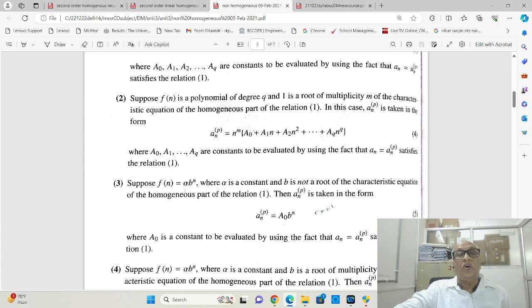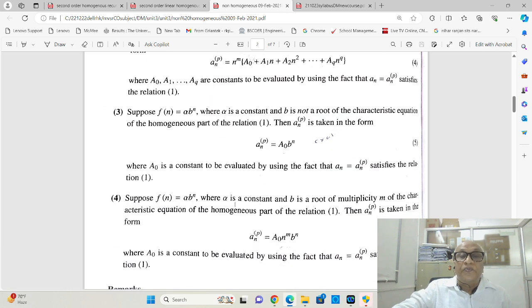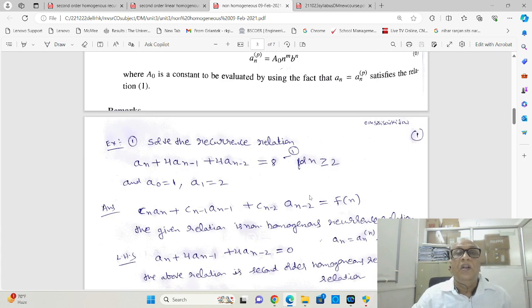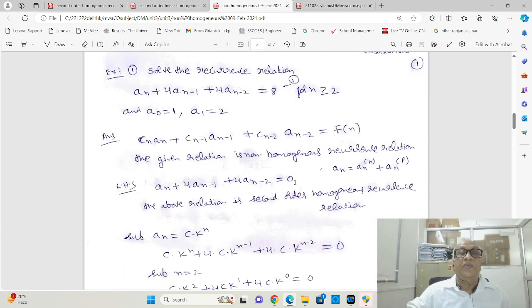Suppose fn is equal to alpha b to the power of n, where alpha is a constant and b is not a root, then the particular solution is given as a0 b to the power of n. Then suppose b is a root. In the previous case b was not a root. In such a case the solution is a0 n to the power of m b to the power of n. Now, let us look at a few examples.